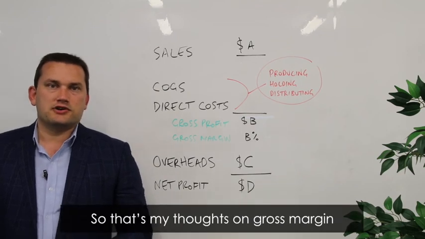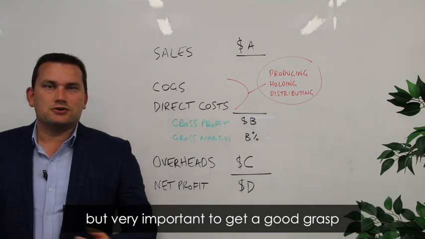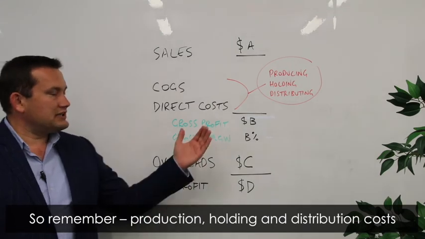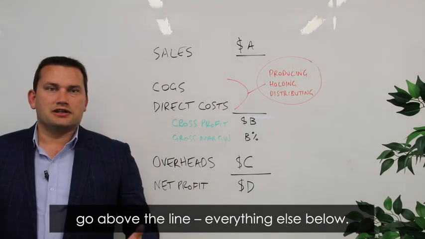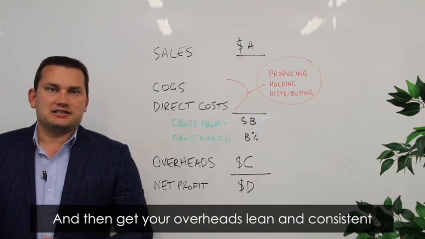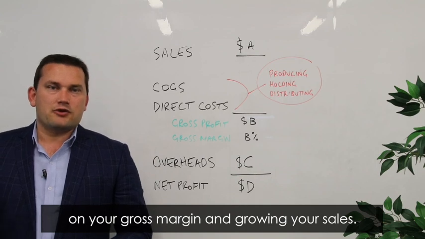So that's my thoughts on gross margin. Back to basics today, I know, but very important to get a good grasp on your gross profit numbers. So remember, production, holding and distribution costs go above the line, everything else below, and then get your overheads lean and consistent and spend your time focused on your gross margin and on growing your sales.